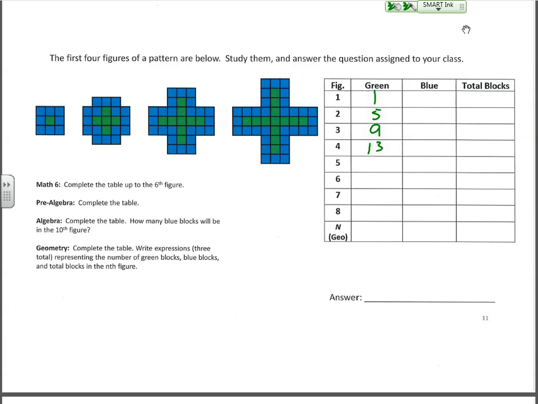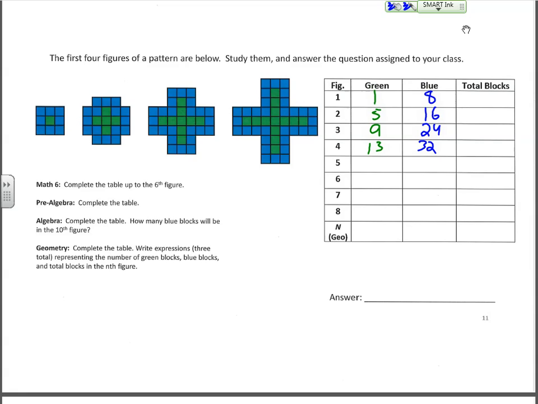And we looked at the blue blocks. I'll use my blue marker for this. Makes sense. The first figure has 8 of them. The second figure has 16 of them. The third figure has 24. And the fourth figure has 32. And it didn't take us long to identify the pattern there either.